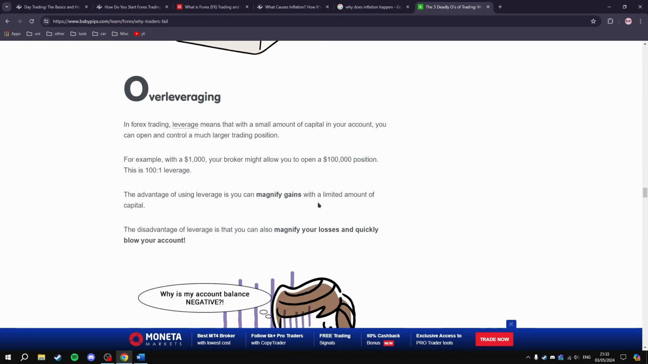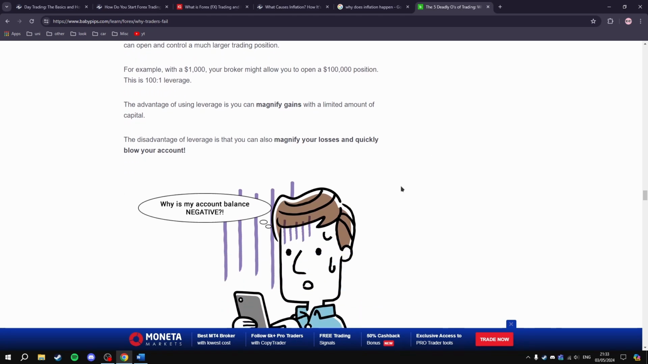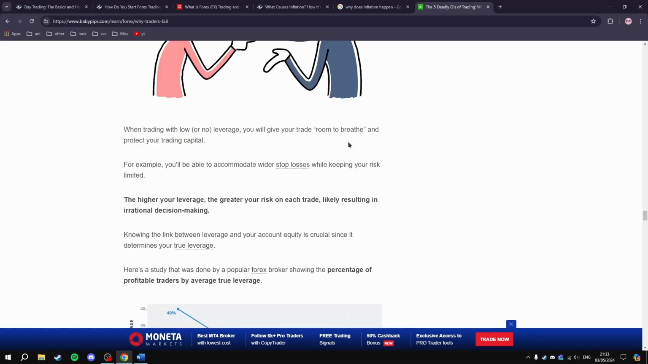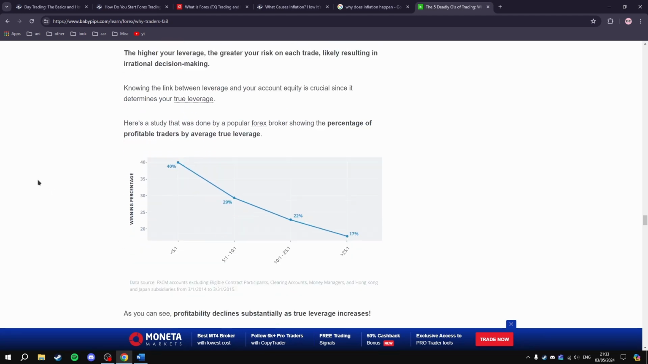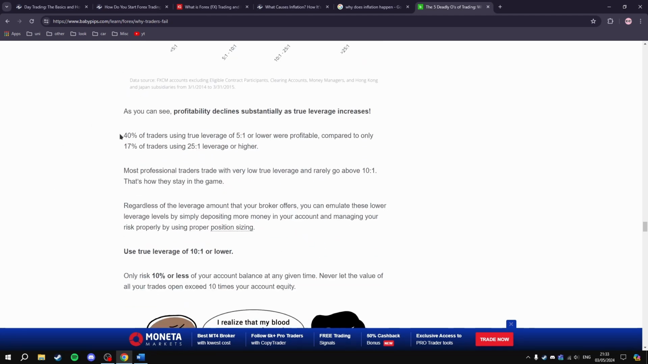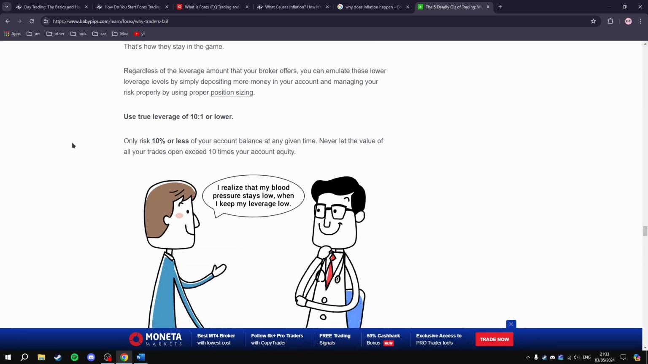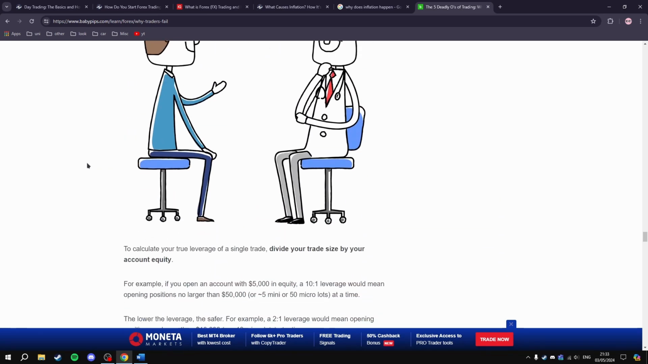Overleveraging, basically using too much leverage, which could lead to you magnifying your losses and quickly blowing your account. So at the beginning, it is recommended somewhere, I think, to start trading with no leverage as new traders, and then add a bit more leverage when you're confident enough, and when you're knowledgeable enough to know when to add more leverage, basically, because the higher the leverage, the greater your risk on each trade, likely resulting in irrational decision making. Profitability declines substantially as true leverage increases, and yeah, use a true leverage of 10 to 1 or lower.